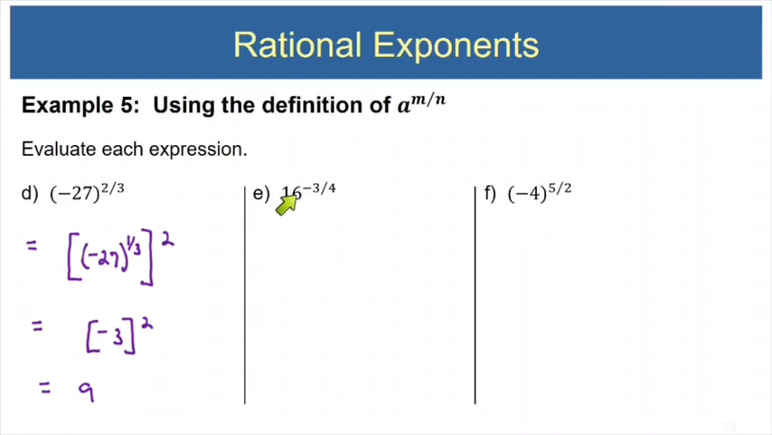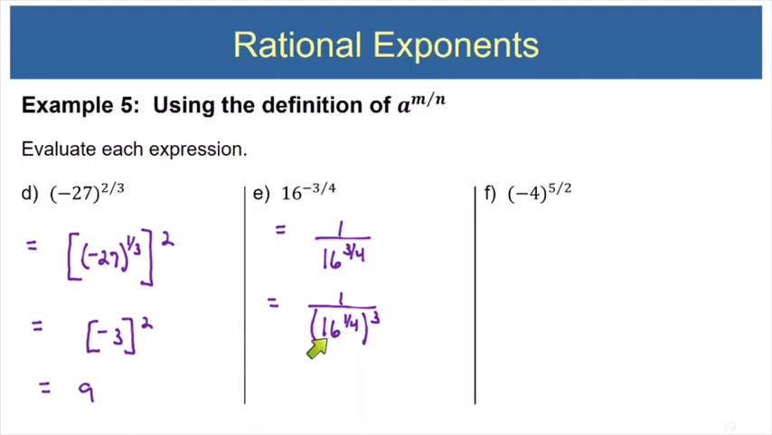Here in part E, we have 16 to the negative 3/4, and we know that we always need to make our exponents positive before we start working on anything. So I'm going to write this as 1 over 16 to the 3/4. And now I can separate this into two separate exponents. So it's going to be 1 over 16 to the 1/4 all raised to the 3rd.